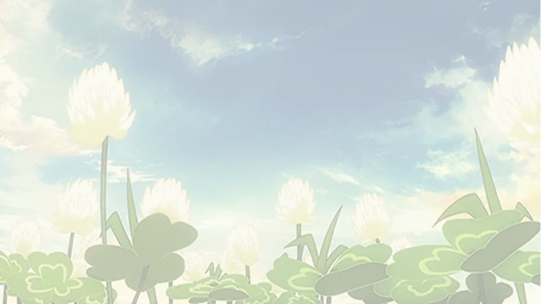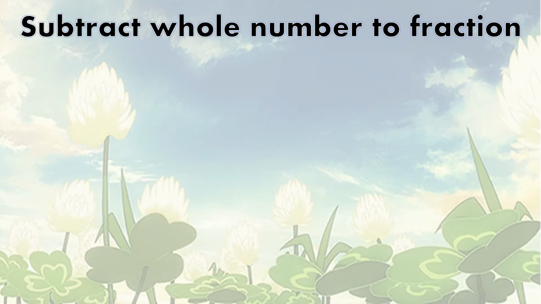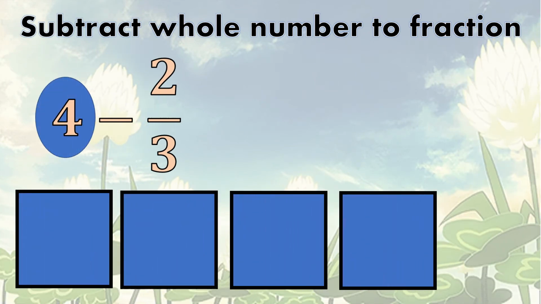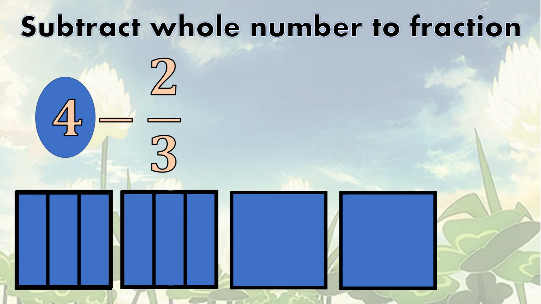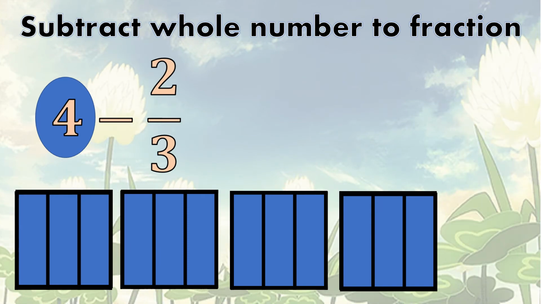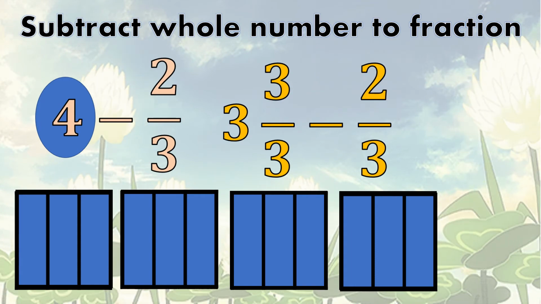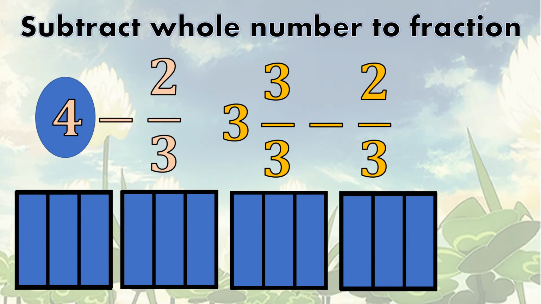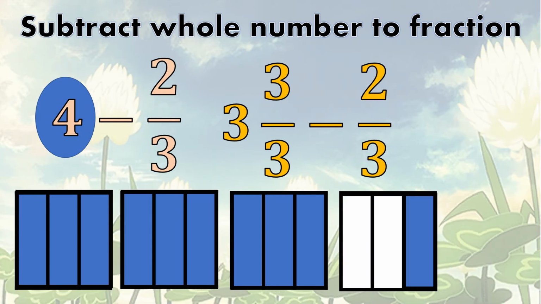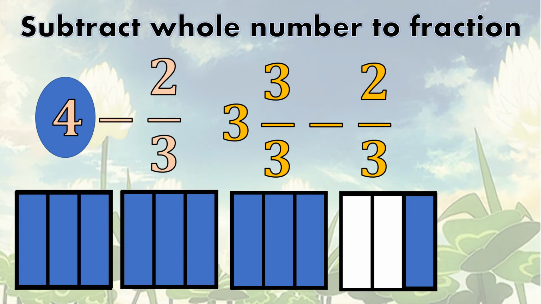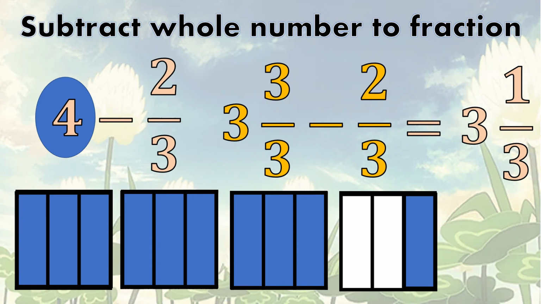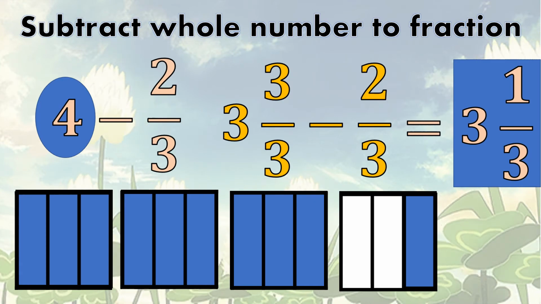Okay, let's try another one. So we will subtract a fraction from a whole number. So 4 minus 2/3. So we have 4 wholes, and the denominator is 3. So we will divide it into 3 parts. But then we will use one whole to subtract 2/3. Okay, so it will become 3 and 3 over 3 or 3 thirds, 3 thirds minus 2/3. So now the remaining part is 1/3. So the whole is 3 and the remaining is 1/3. So the final answer is 3 and 1/3.